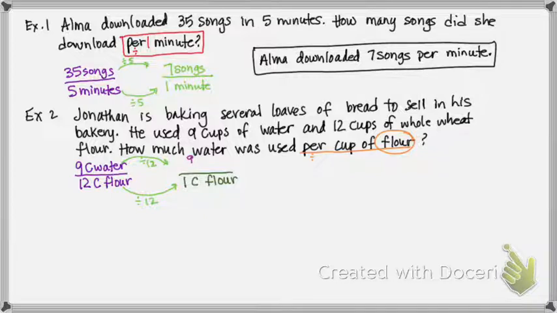9 divided by 12, and the label would be cups of water. Okay. Now notice that that fraction can get reduced. Okay, so that both have a 3 in common, so I'm going to divide out a 3 for each of those. And so what I'm going to end up getting is that there's 3/4 cup of water per 1 cup of flour. And that's what I'm going to write as my answer.